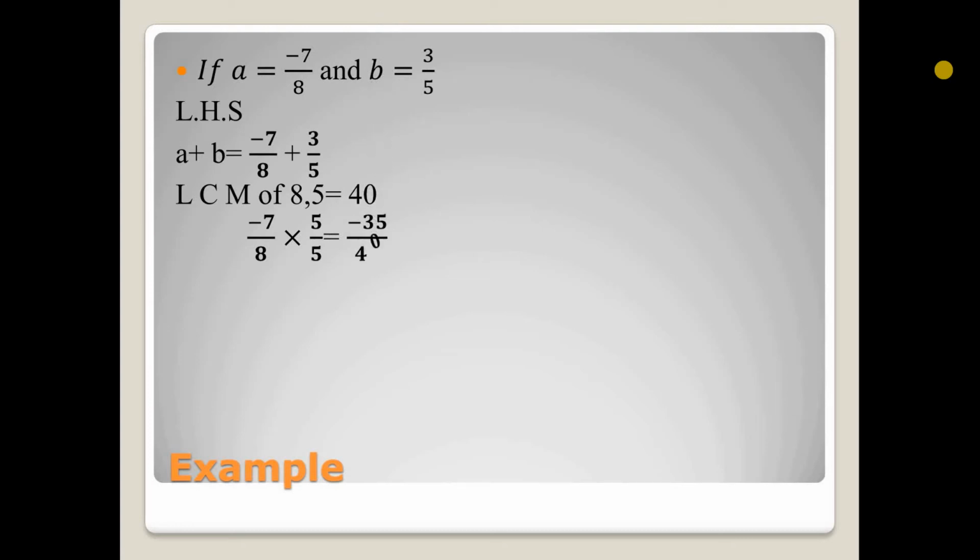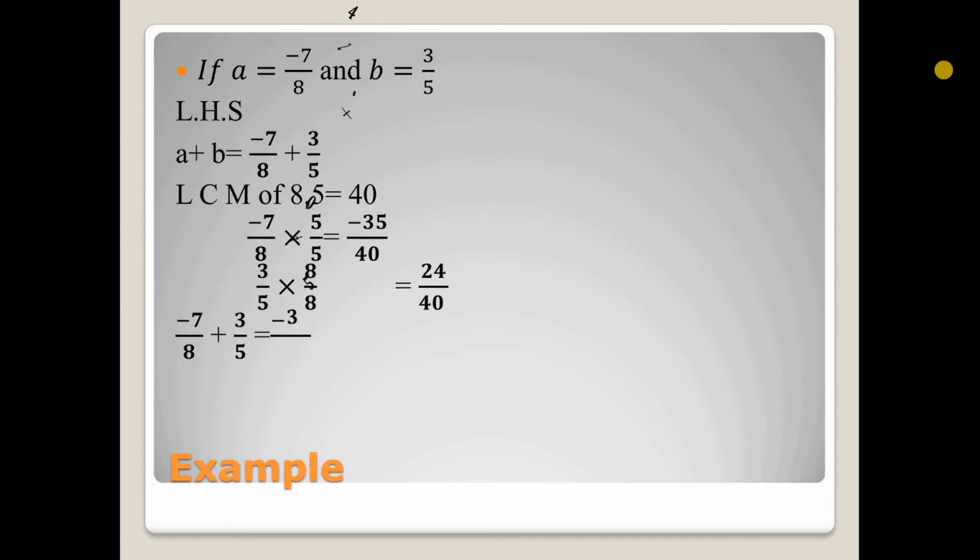So we have to multiply by 5. Minus 7 into 5 minus 35. 5 8s are 40. So minus 35 by 40. The same way 3 by 5 into the 5 அப்போ நமக்கு 40 ஆகும். ஒரு 8 ஆல் multiply பண்ணும்போது 3 8s are 24. 5 8s are 40. So again we are writing the problem: minus 7 by 8 plus 3 by 5 equal to minus 35 by 40 plus 24 by 40.